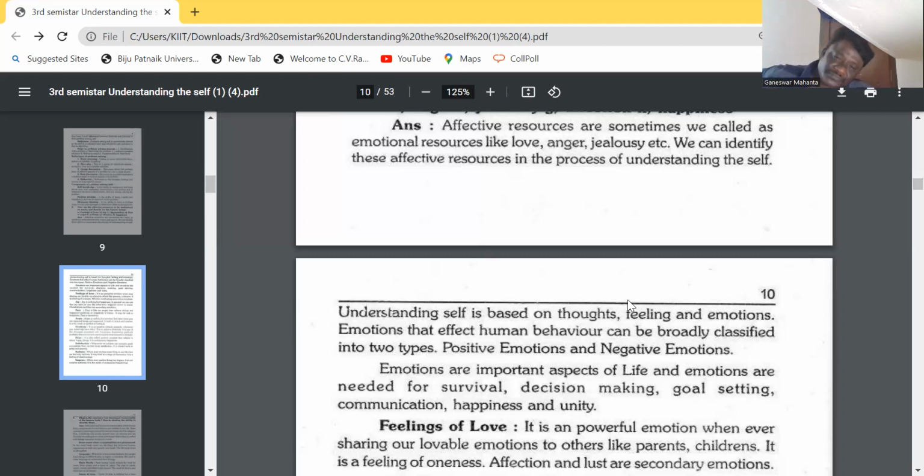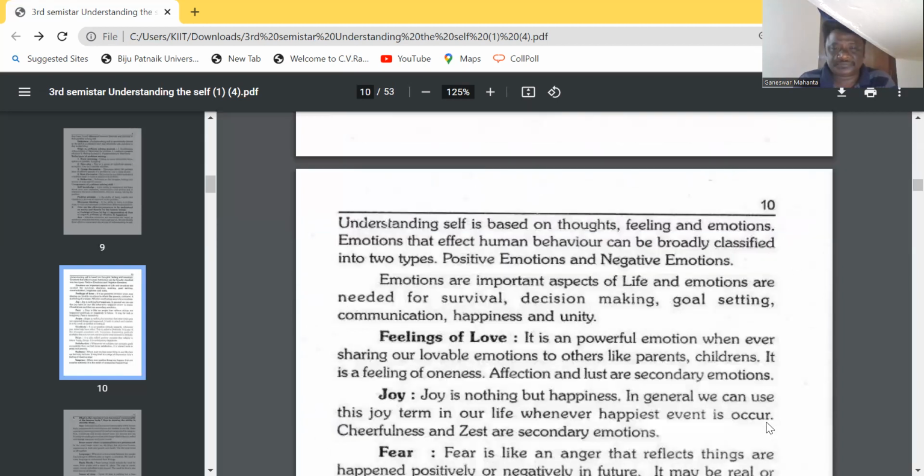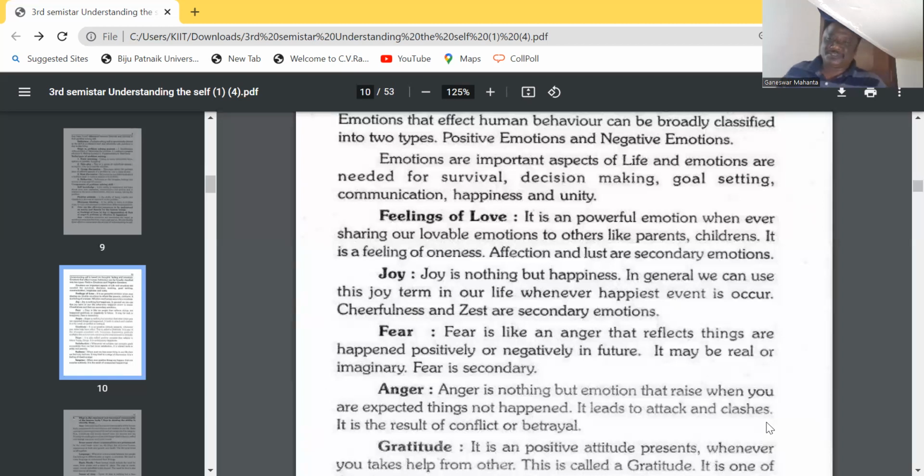Feelings of love, the first point. It is a powerful emotion. Without love, no one can exist on this earth. Whenever we share our loving emotions with others, like parents, children, sons, fathers, mothers, then we give happiness.